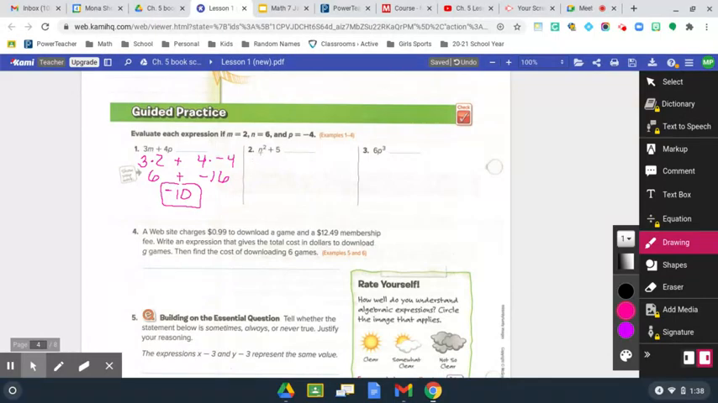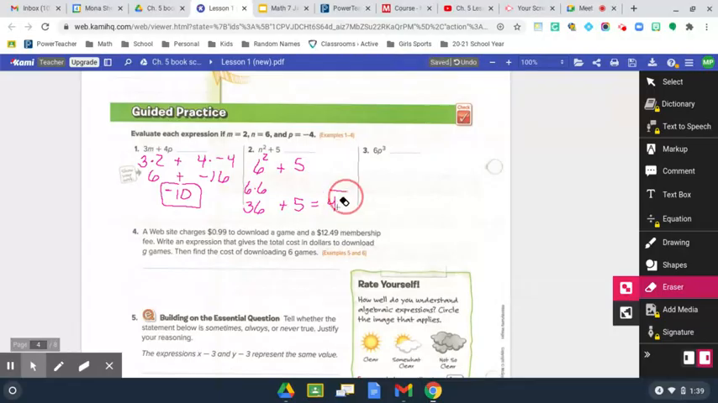Number 2, n squared plus 5. N, well, that's 6. And you're going to square it, plus 5. So don't forget, when you square a value, it's multiplying it by itself. So it's not 6 times 2, it's 6 times 6. Multiply it by itself, 36. Do those exponents first. And then you're going to add 5. Both positive, 36 plus 5 equals 41. Oops, sorry, that was a little messy.